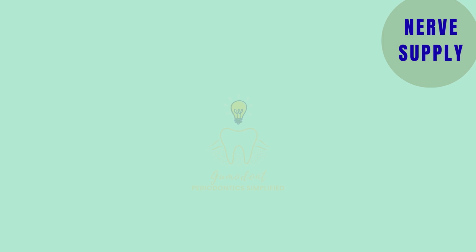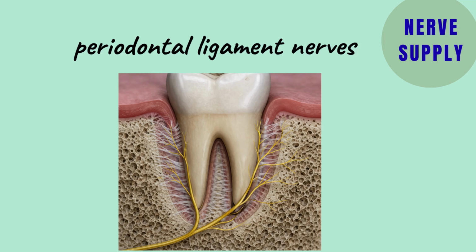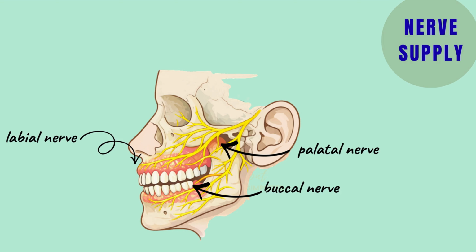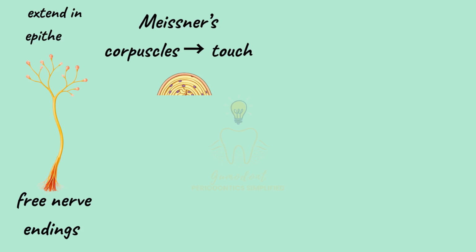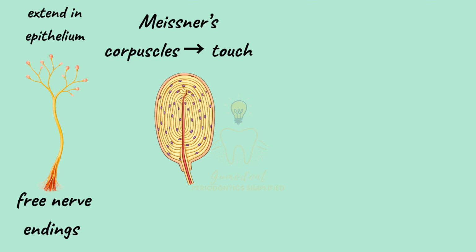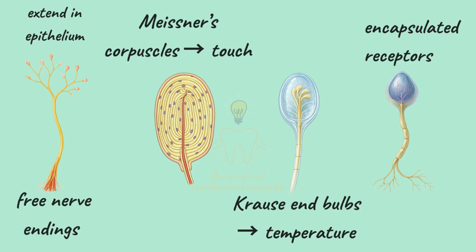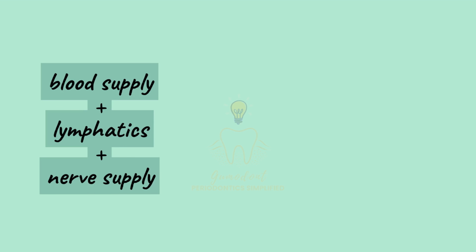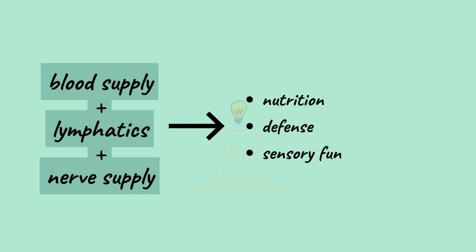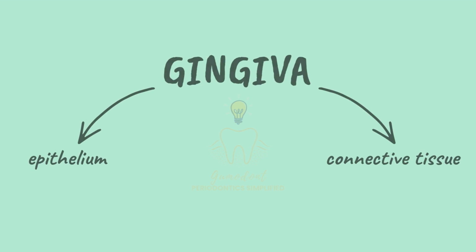The nerve supply comes from periodontal ligament nerves and labial, buccal, and palatal nerves. Types of nerve endings present are free nerve endings, some of which extend into the epithelium, Meissner's corpuscles for touch, Krause end bulbs for temperature, and encapsulated receptors. So, overall, this vascular and neural network ensures nutrition, defense, and sensory function of gingiva. That completes the microscopic features of gingiva.